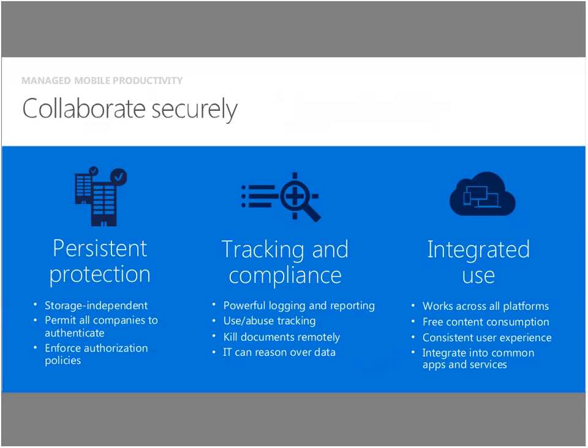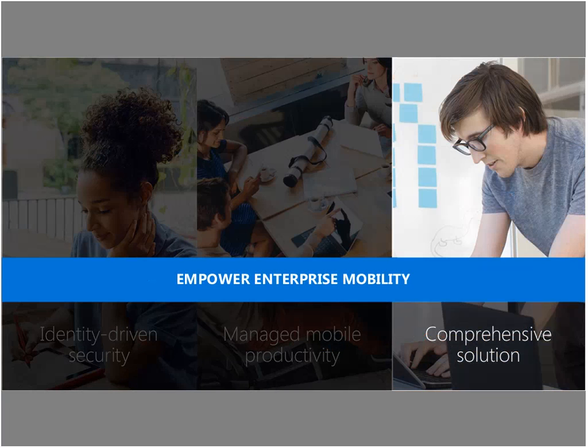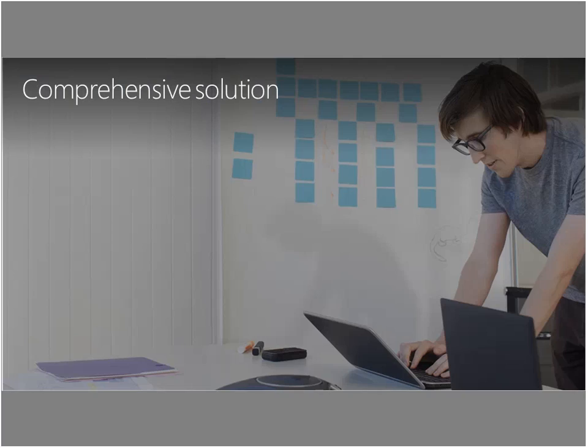So, just going through this really quickly, we're going to have persistent protection and tracking compliance to make sure that we've got the proper reporting when someone does something that they probably shouldn't, or they're trying to access the network with a device that shouldn't be used, and we're going to integrate this across all of our different platforms. So when you bring it all together, we've got a really good comprehensive solution with the Enterprise Mobility Suite.